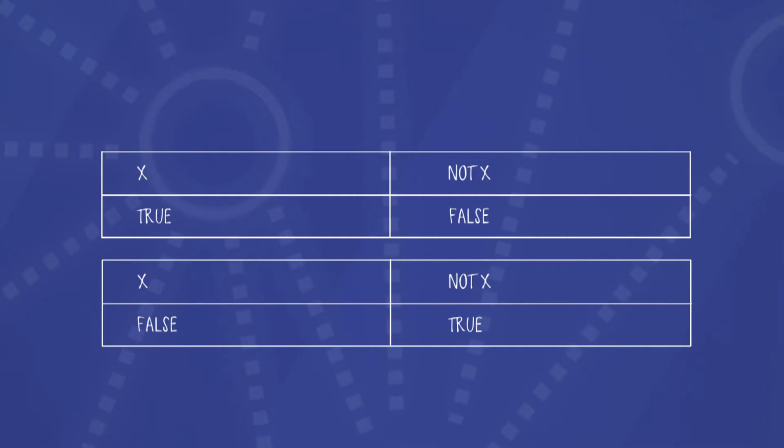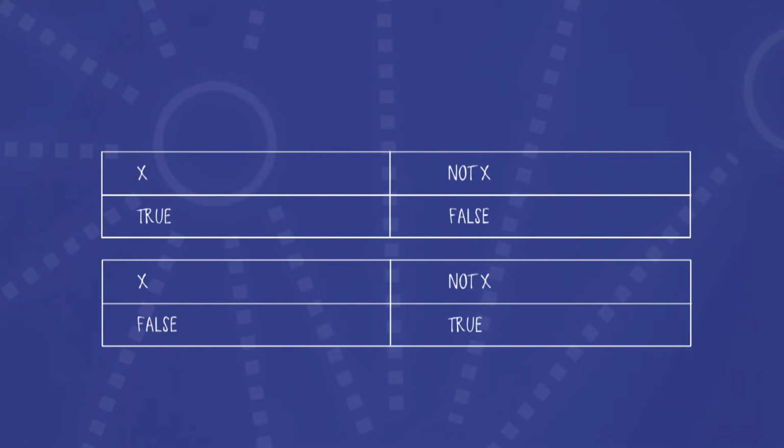Not. I think you'll be able to understand what this means. So in a truth table, it would then be as if x is true, then not x is false. Therefore, if x is false, then not x is true.